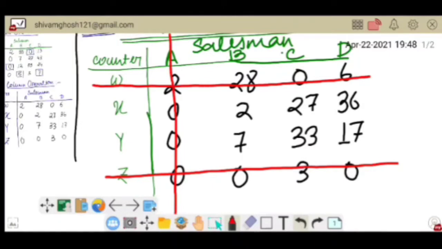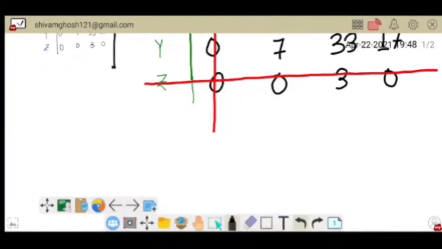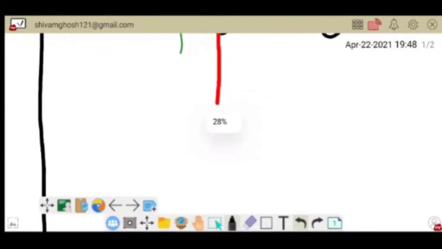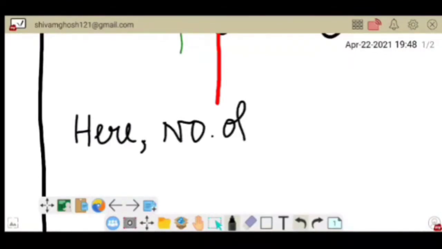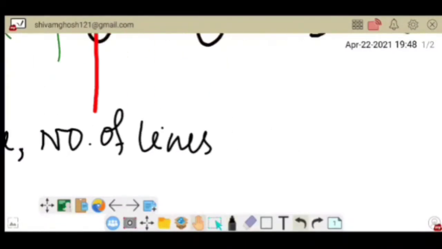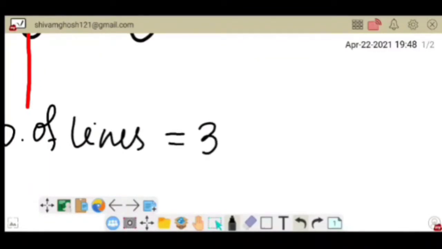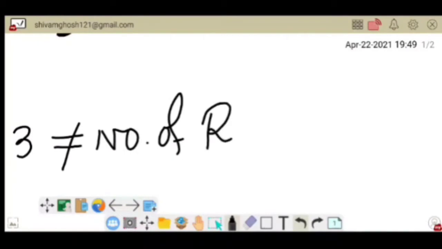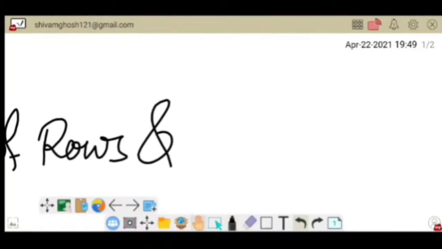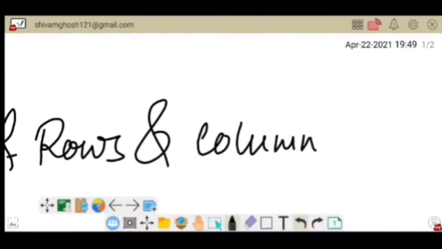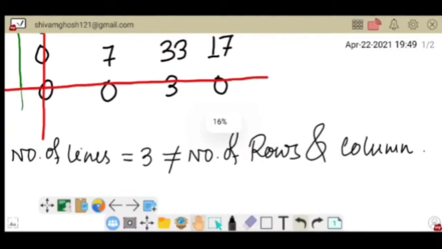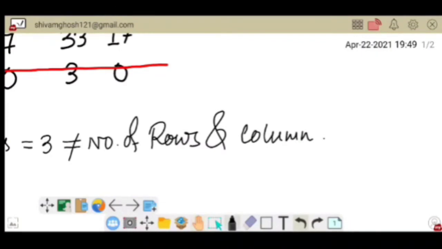So now we have to write it down like that. Here the number of lines equals 3, which is not equal to the number of rows and columns. So the number of lines equals 3 and the number of rows and columns equals how much? That is 4.